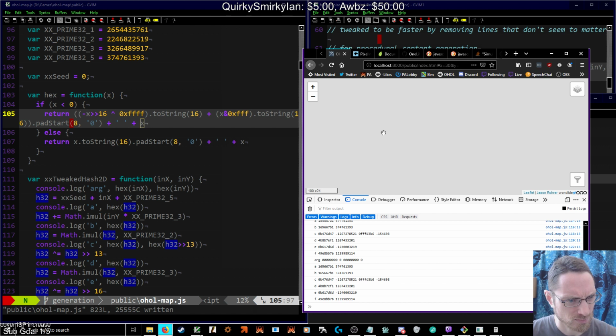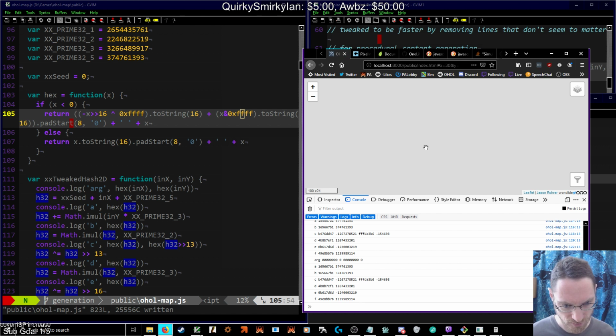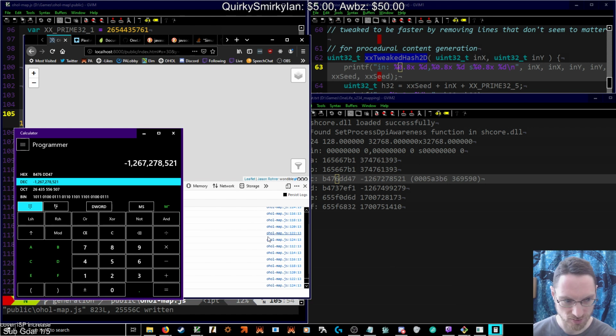Wait. Okay, I missed a thing there. B476DD47. Okay. Secondary number is, that could be a 2's complement inverse. Or something weird. So we can check here. Do these numbers have any relationship to each other?